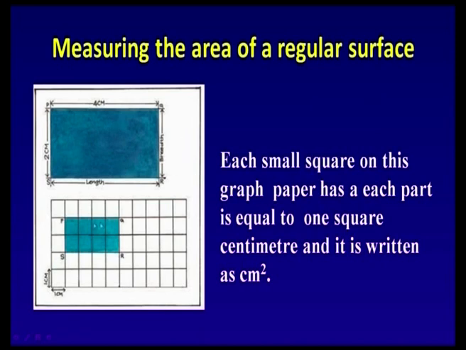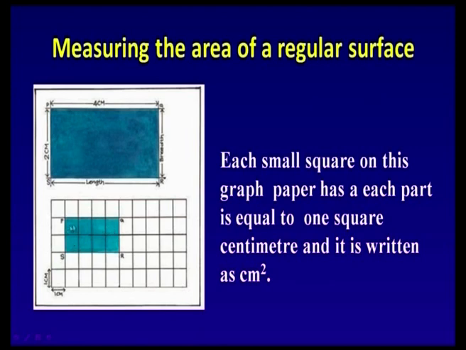So if you take this shaded part, it has 1, 2, 3, 4, 5, 6, 7, 8 boxes. The length of this small box is 1 centimeter and the breadth of this small box is 1 centimeter. So, what is the area of this small box? 1 centimeter into 1 centimeter, that is 1 centimeter square. So, totally how many boxes are there in this shaded part? There are 1, 2, 3, 4, 5, 6, 7, 8. So, what is the area of this shaded part? It is 8 centimeter square.